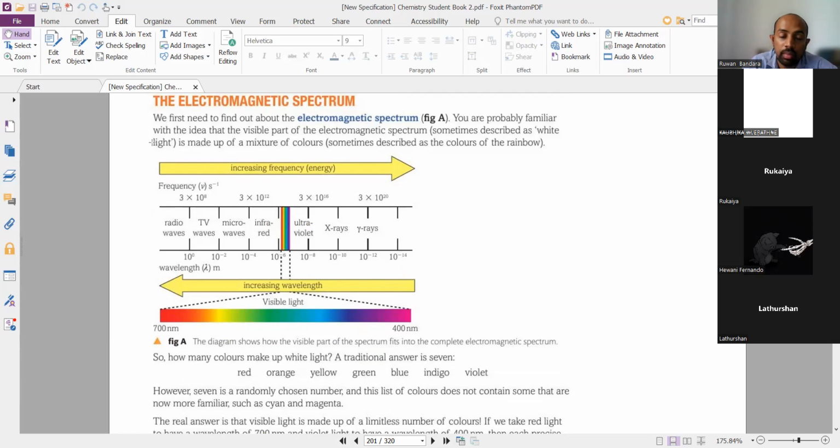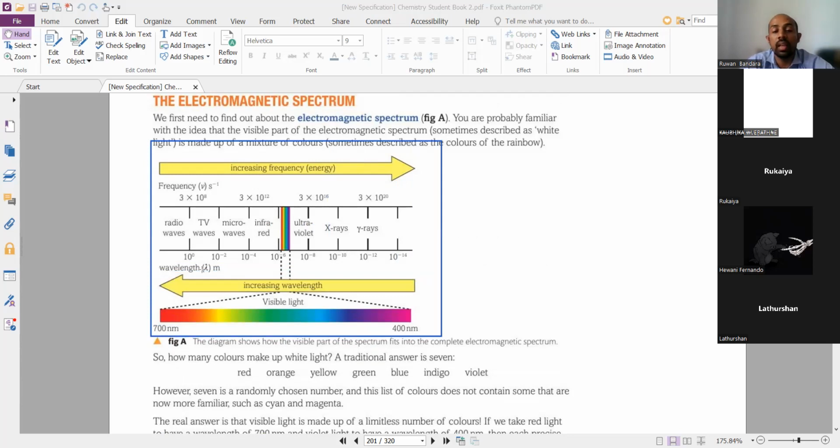Now, this is the electromagnetic spectrum. You know this, right? And what we need is the visible range. You know that as the frequency increases, wavelength decreases, right? So here to here, the wavelength is decreasing and the frequency is increasing. So the violet color will have higher frequency and lower wavelength. That's how it goes.